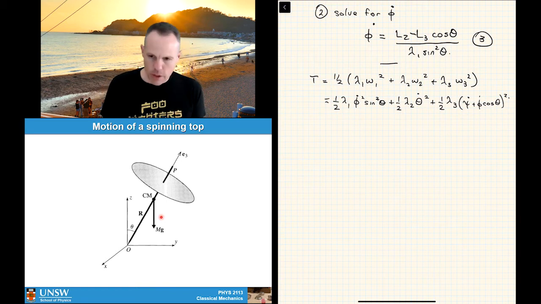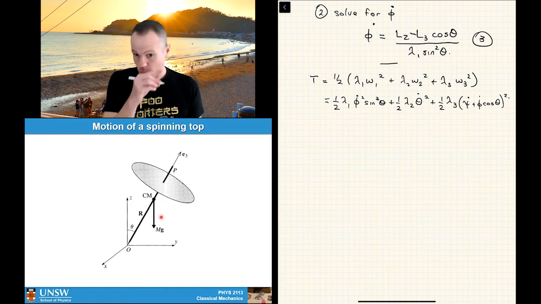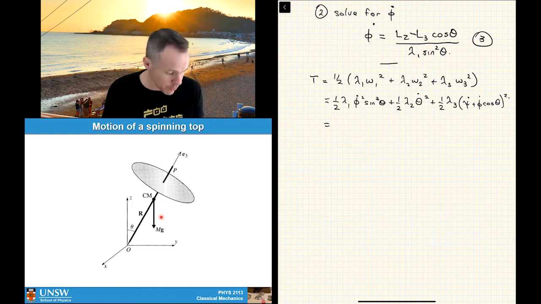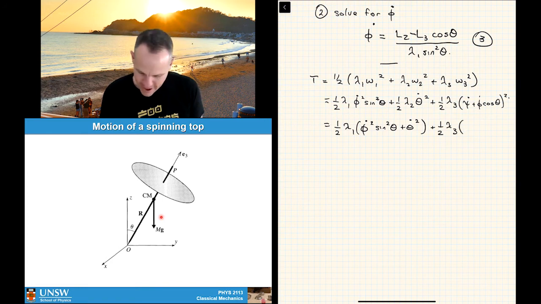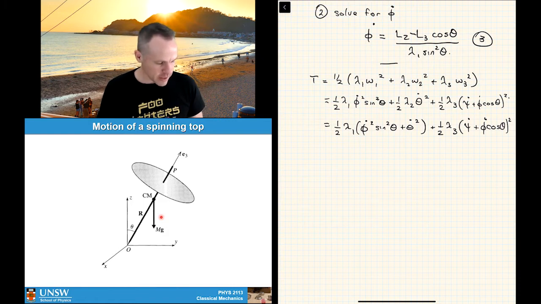And then we know that lambda 1 is equal to lambda 2. We've got axial symmetry in this problem. So we can actually simplify this one step further. We've got, unscheduled color change, a half lambda 1, phi dot squared sine squared theta plus theta dot squared, plus a half lambda 3 psi dot plus phi dot cos theta squared. It's the double tap on the pencil. I worked it out a couple of days ago. Okay? So there's our kinetic energy.